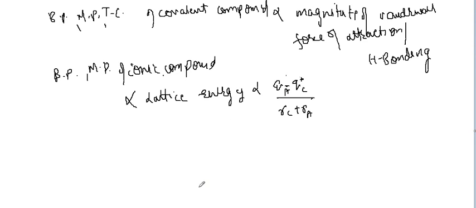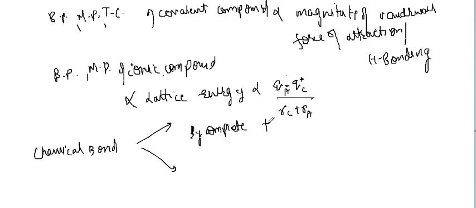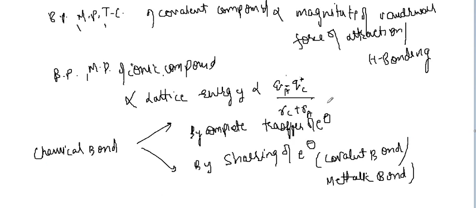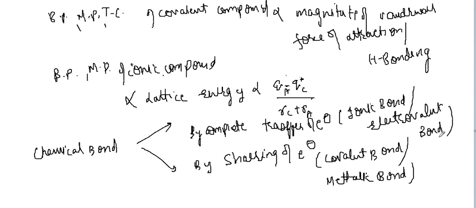So we know a chemical bond can be formed in two ways. One is by complete transfer of electron, and the next is by sharing of electron. By sharing of electron we get the covalent bond, and by complete transfer of electron we get the ionic bond, also called the electrovalent bond. So these are the types of bond we get by chemical bonding.